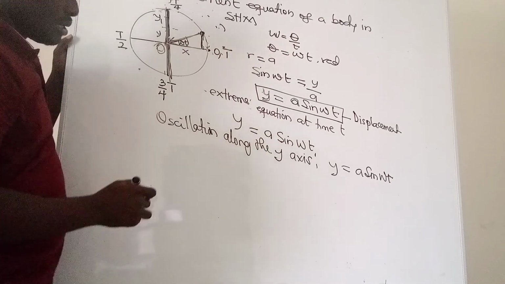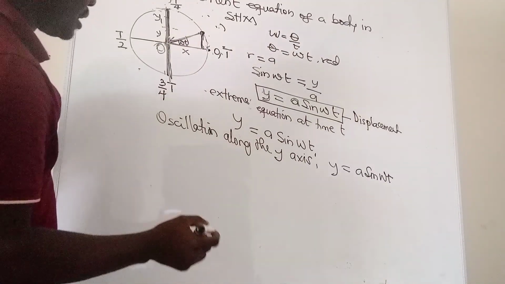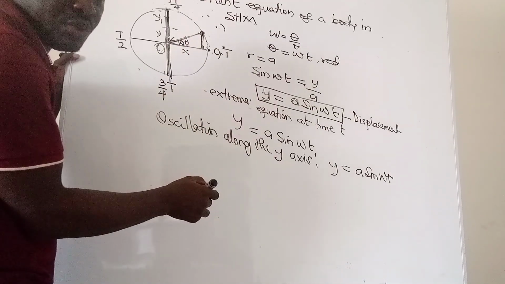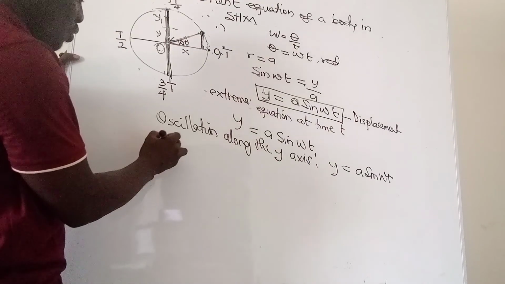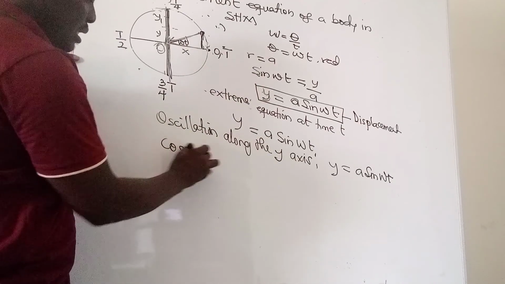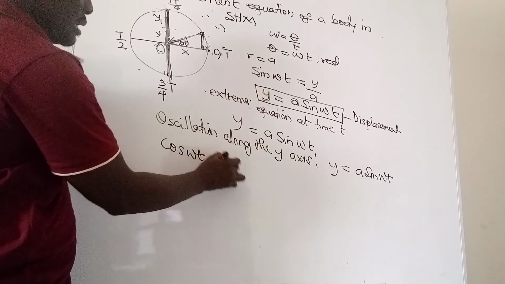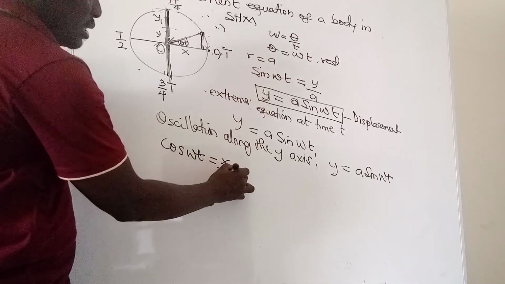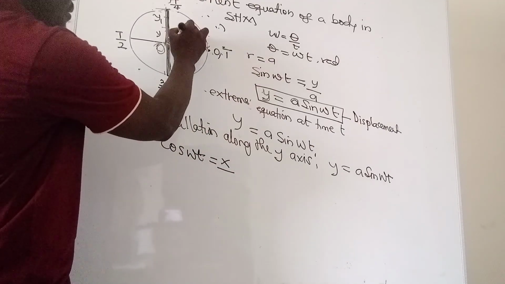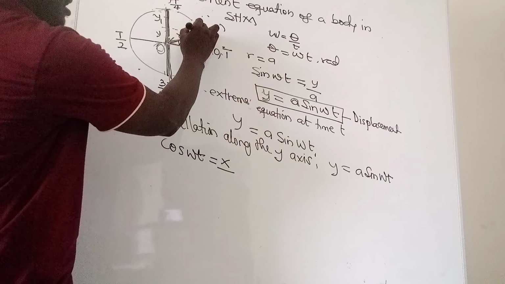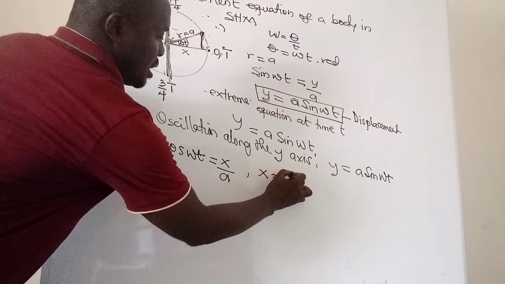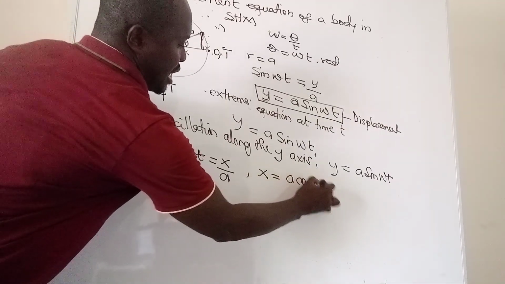of x. And as we use in trigonometry, whenever we are looking for adjacent or horizontal, we use cosine. So cos of the angle omega t is equal to the adjacent or the horizontal divided by the hypotenuse, which is the amplitude A. R is equal to A. Then we have x is equal to A cos of omega t.